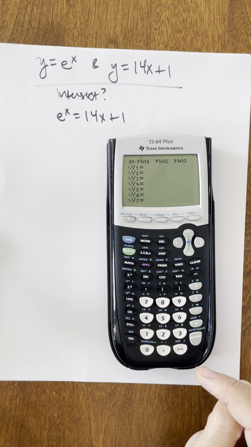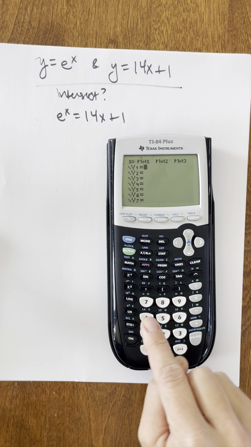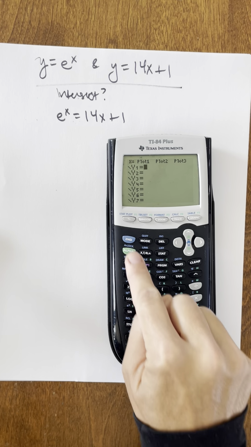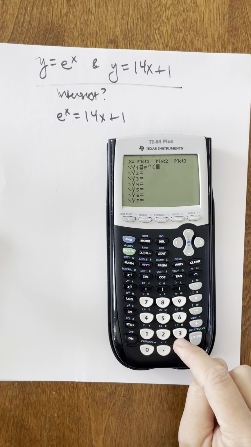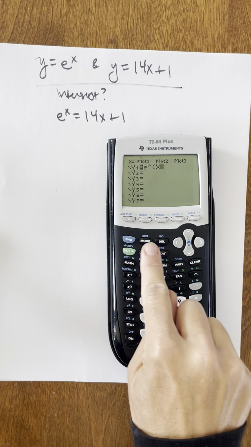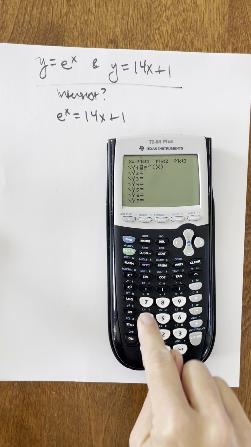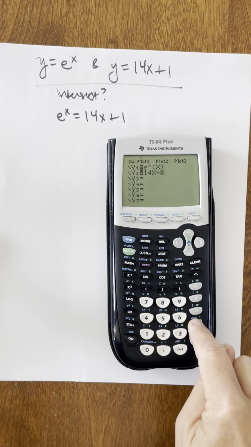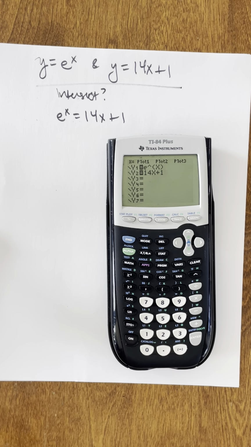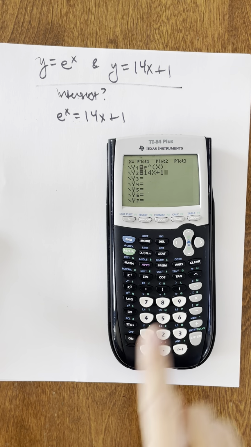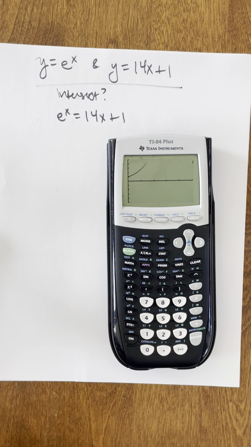And if I want to put in a graph of e to the x, you'll see I have e to the x right here. So I hit second, e to the x, using my ln button. And then for my second graph, I hit 14x plus 1. Now, if I just hit graph, I have a wonky window going. So here's my graph.